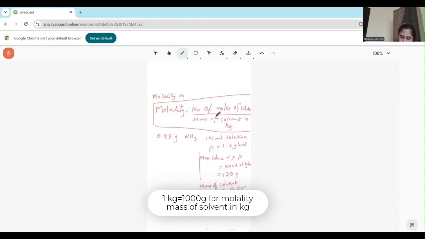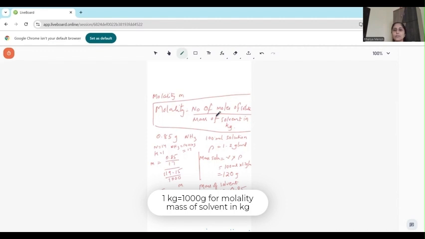So nitrogen is 14, hydrogen is 1. So can we find out the molality, which is equal to moles of the solute? For ammonia, it is 14 plus 1 times 3, which is equal to 17, over the mass of the solvent, 119.15 over 1000. Why over 1000? Because you have to make it into kilograms. So whatever answer you get, you have to express in small m.